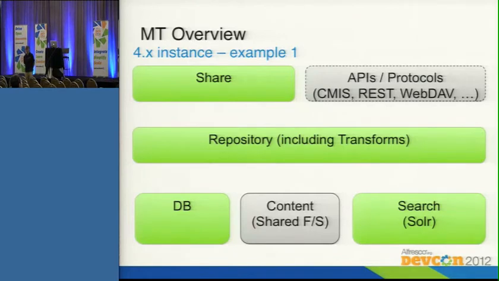So now we have 4 nodes. The metadata goes in the database. The binary content is on a shared file system. And the search index is kept separate as part of Solr. Then you may even have some kind of web proxy to allow protocols and APIs in separately. So there might even be a web proxy node, and through there you access Alfresco through things like CMIS, the REST-based web scripts, or WebDAV, etc.